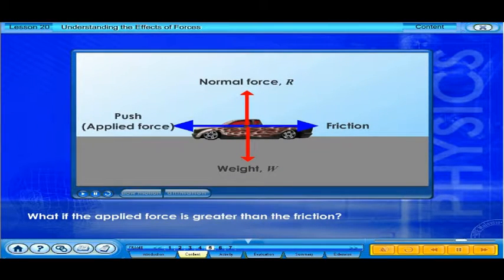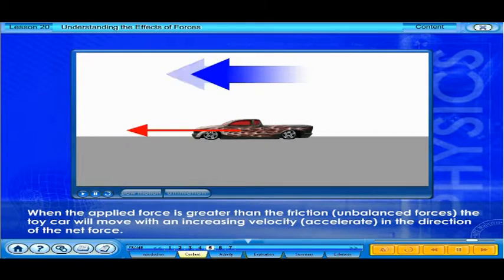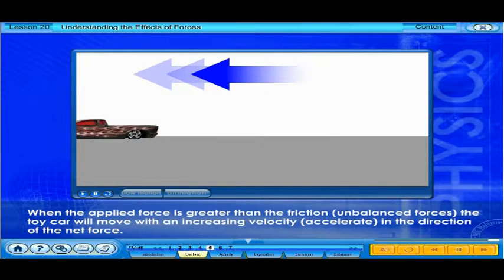What if the applied force is greater than the friction? When the applied force is greater than the friction, the toy car will move with an increasing velocity in the direction of the net force.